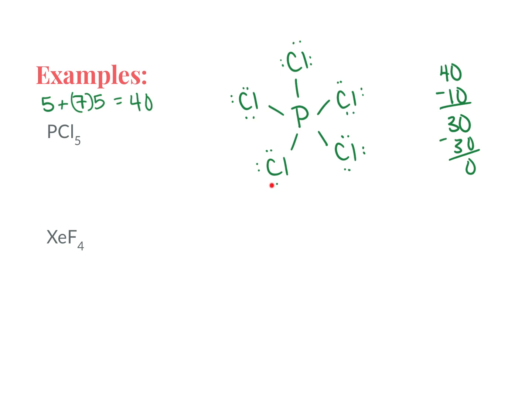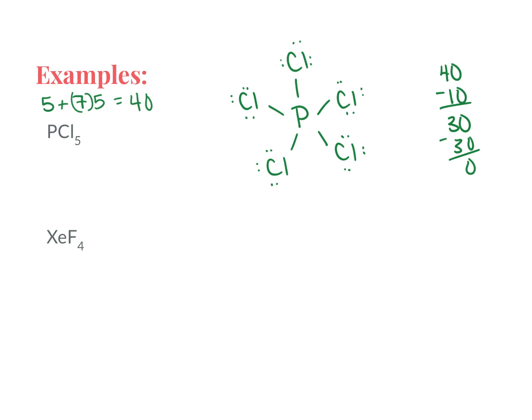Do they all have 8? Yeah. So chlorine has fulfilled the octet rule. Phosphorus has 10, but is that okay? Sometimes we can break the octet rule. Okay, ready for the last example?